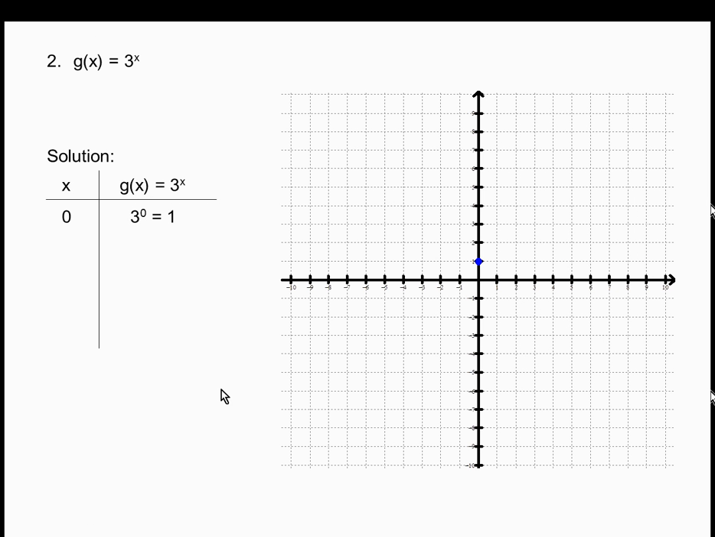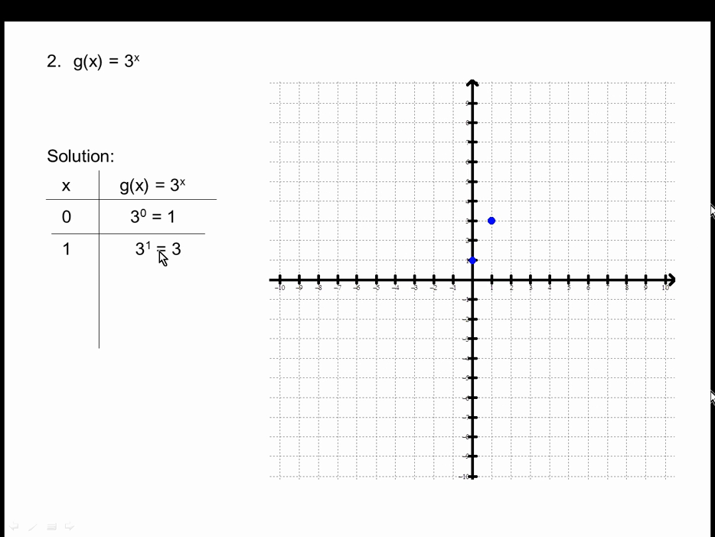My next example is g of x equals 3 to the x. Again, I like to keep my a bigger than 1, so the next easiest number after 2 would be 3. Again, we make a little table of values. If x is 0, 3 to the 0 is 1. Remember, anything to the 0 power other than 0 is 1. They're all passing through 0, 1. If x is 1, I have 3 to the first, which is 3.